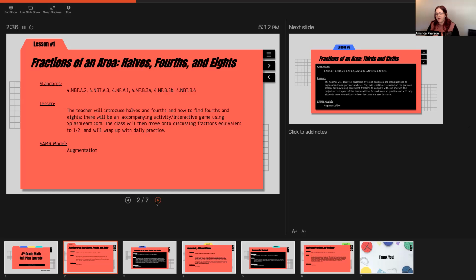As far as the SAMR model, I felt like this kind of fell on the augmentation spot on the model, just because it's definitely different than working with their whiteboards, but it hasn't really redefined the lesson or made them think creatively in a different way. It's just you're using the technology to provide the information differently to the students, and they are able to use the technology to answer or solve the problems.